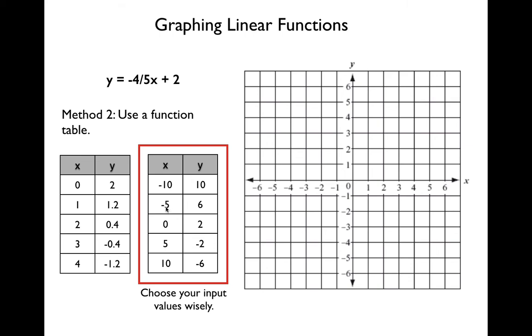So the takeaway there is always choose your input values wisely. So we can only plot negative 5, 6, 0, 2, and 5, negative 2 because the x-axis only goes up to negative 7 in each direction, and the y-axis does the same. So we're only going to be able to plot those 3 points and connect the points and graph our line.